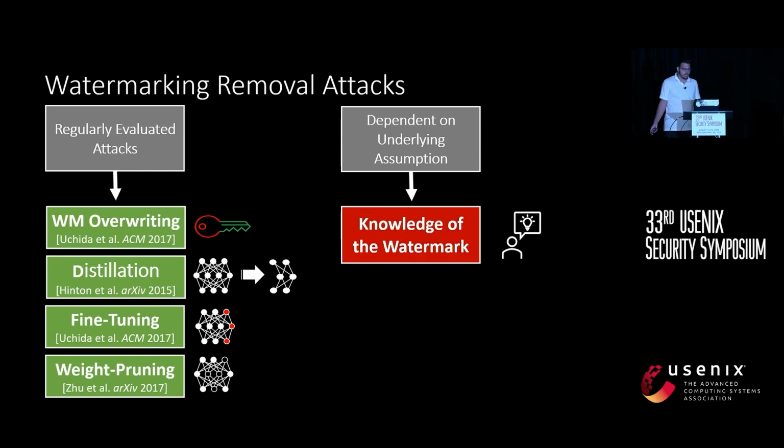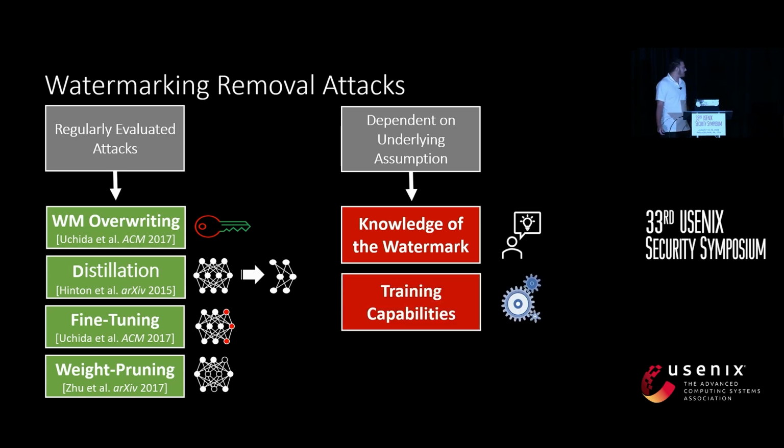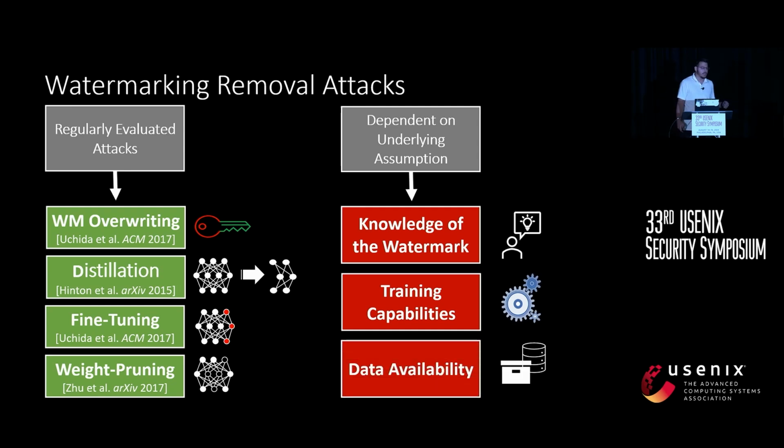They need to have some knowledge of the watermarking. For example, watermark overwriting needs to know which type of watermark has been injected in order to inject the same watermark. They need training capabilities for distillation and fine-tuning. We need to be able to train the model and also have availability of data.